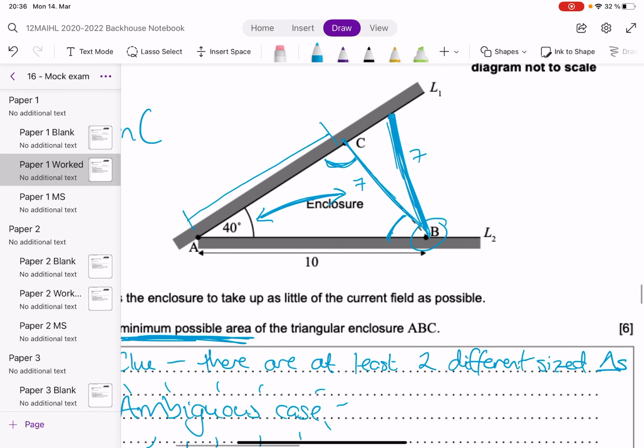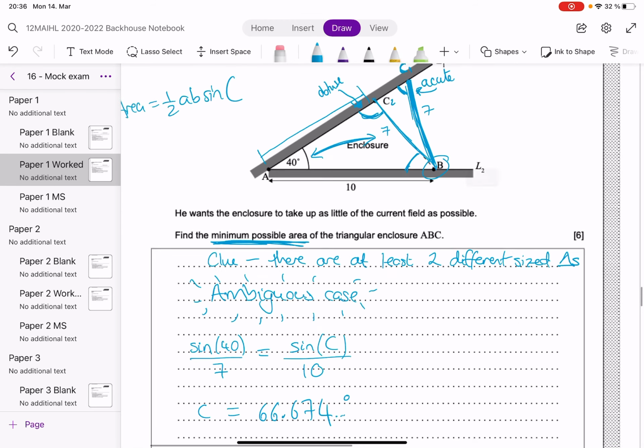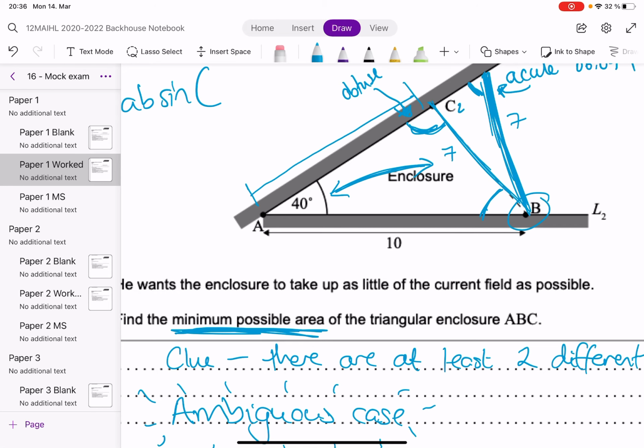Right, let's look at my diagram. I did this kind of rough sketch. I'm going to have one acute, this is possible C, and this is a possible C. One of them is acute and one of them is obtuse. And looking at the 2, the one that's further along is going to be my acute one, so less than 90 degrees. This one has got to be obtuse, more than 90 degrees. And so this one has got to be the 66.674 degrees. And that is clearly a bigger triangle than if I use C2. That's less area. I'm getting all this extra area here.